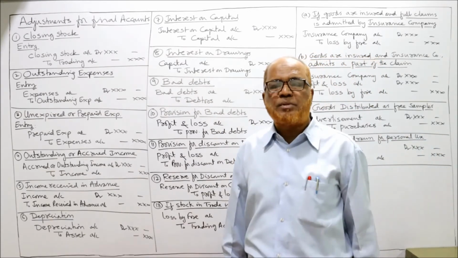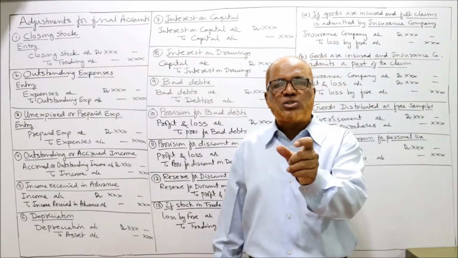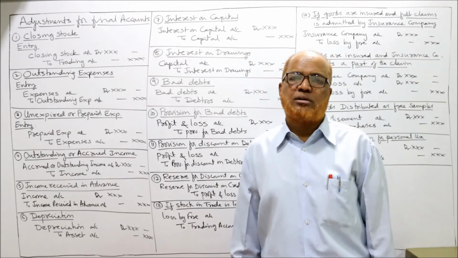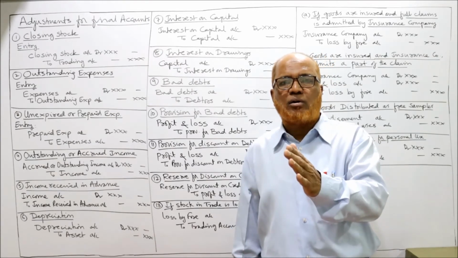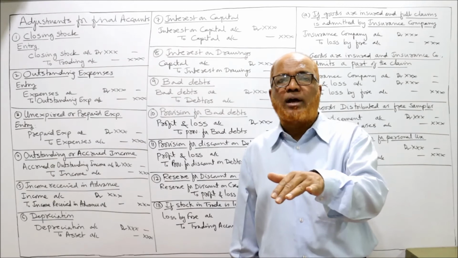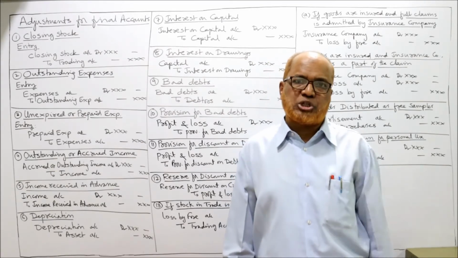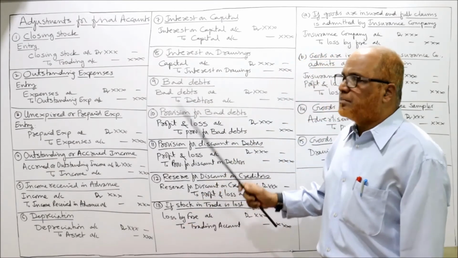Now how to make the adjustment? The interest on drawings will be taken on the credit side of profit and loss account. Again, this interest on drawings will be deducted from capital on the liability side of the balance sheet. That's it.